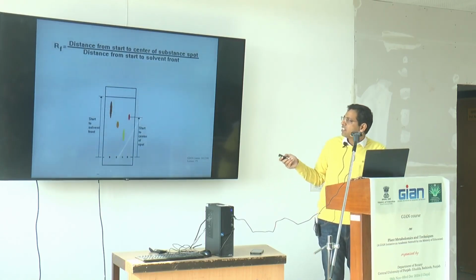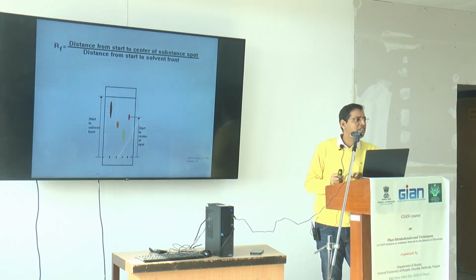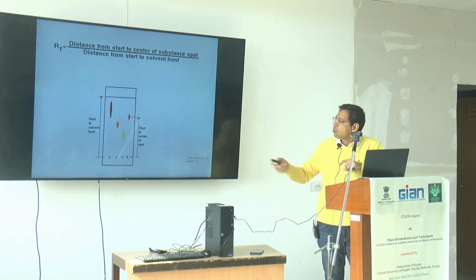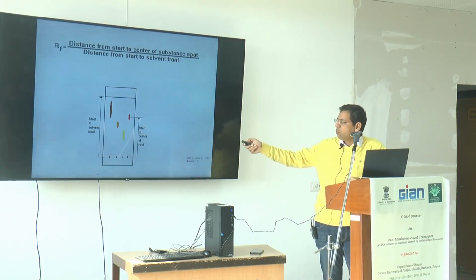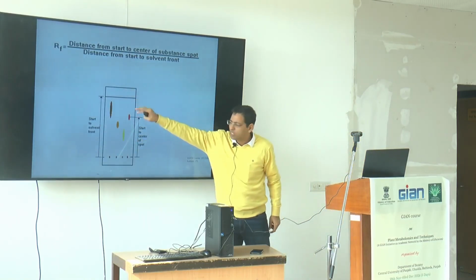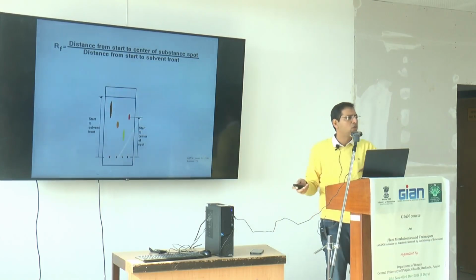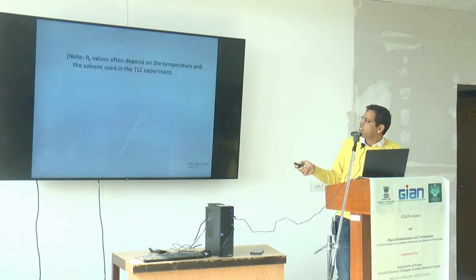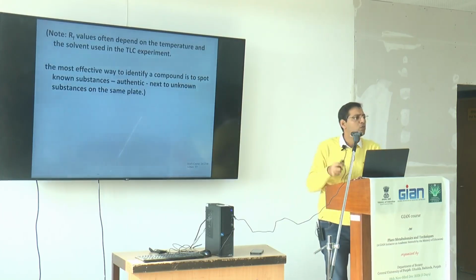So you can understand, Rf is the distance from the start to the center of the substance spot, divided by the distance from the start to the front of the solvent. You have to calculate the Rf value; everything has an Rf value. The Rf of 3-4 different samples are different, but they have the distance. The middle part we are taking from here, this is the Rf, this is the total. So it is unique with respect to that particular metabolite or analyte. So I am coming to another part: this is the most effective way to identify the components in spots, any substance.